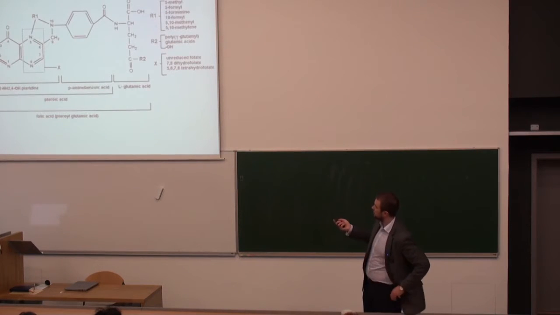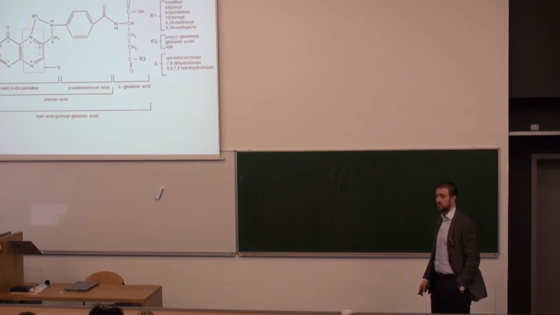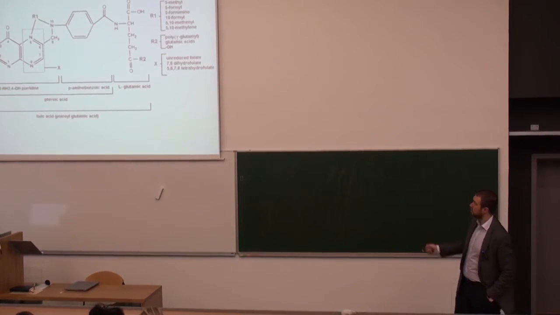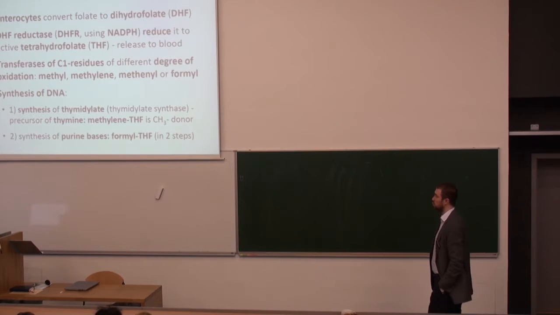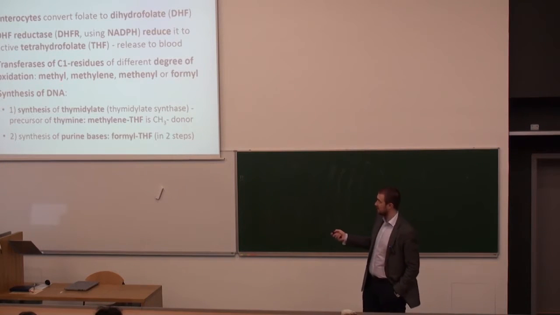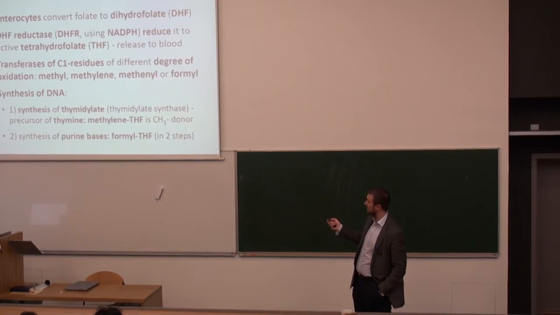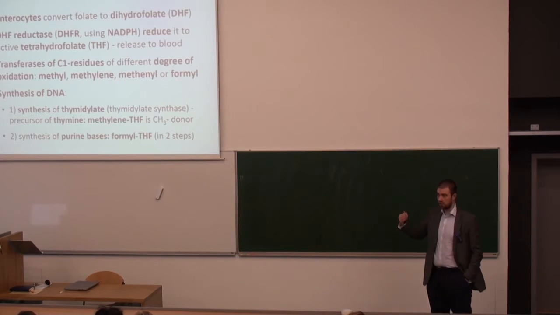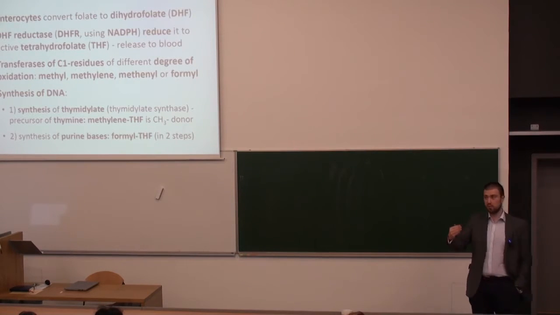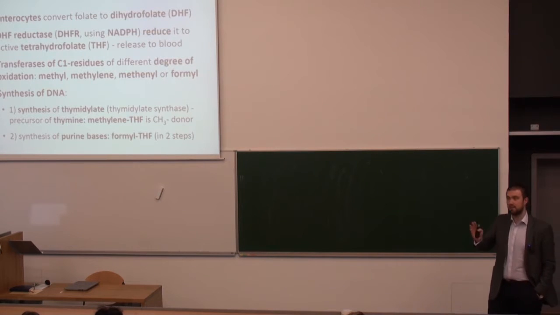And it will return to the picture, that's the R1. So to this part of the molecule, you can bound C1 carbon residues. And you see that we have quite long list of them. The most common that you should know that exist is methyl, methylene, methanyl, and formyl. And these C1 residues have different degree of oxidation, and therefore they are incorporated inside the metabolism at different places.